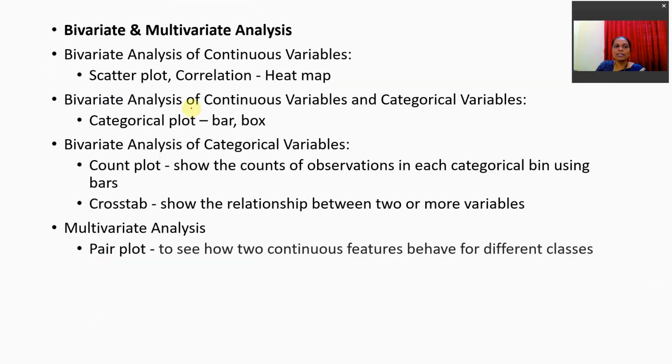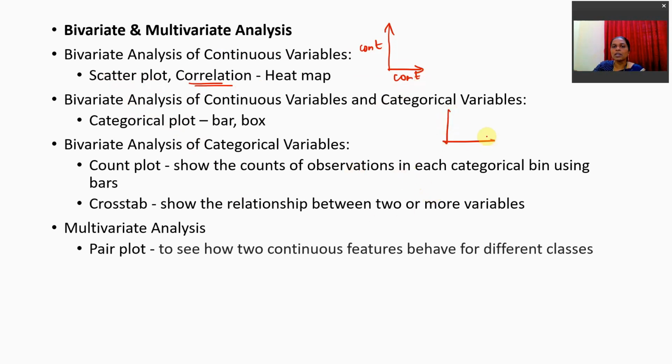The next type of analysis is the bivariate and multivariate analysis. In bivariate, I will consider two sets of variables. In one case, the x-axis is a continuous variable and the y-axis is also a continuous variable. That we have already seen with our correlation or heat map. So one numerical value, how it positively or negatively affects another variable, the correlation. And also you can use the scatter plot to show the relationship between two continuous variables.